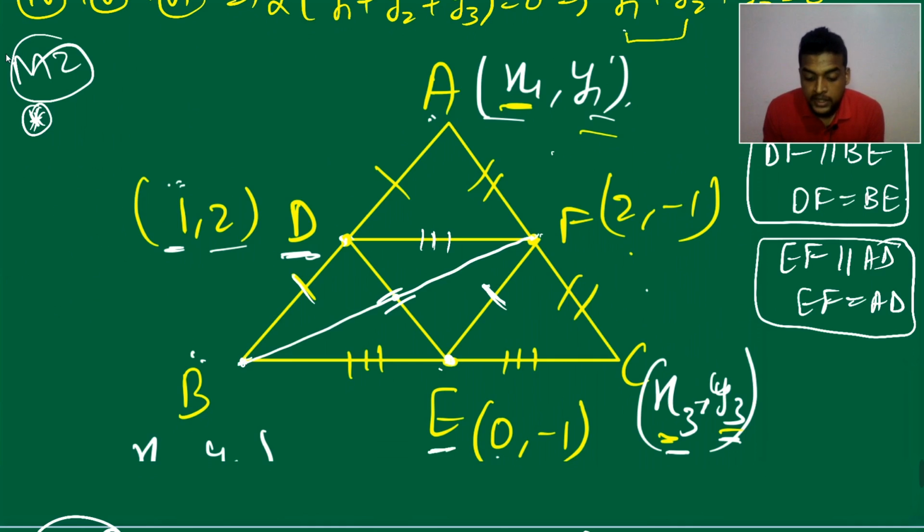Now, DE we know. So what is this midpoint? What is the midpoint of D and E? So we can write x1 plus x2.